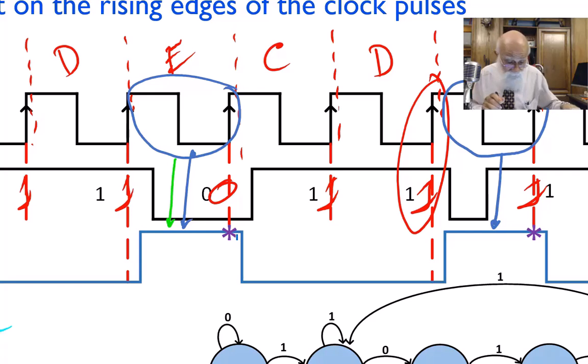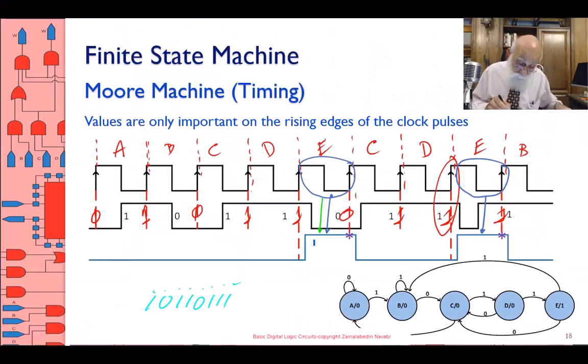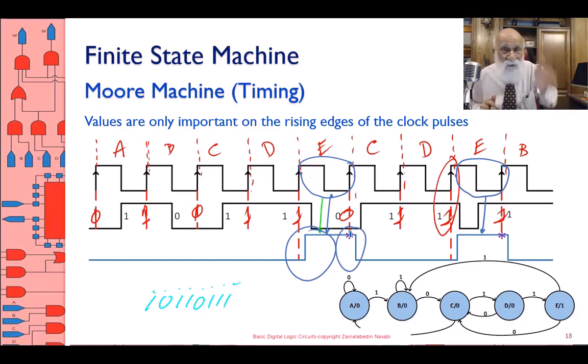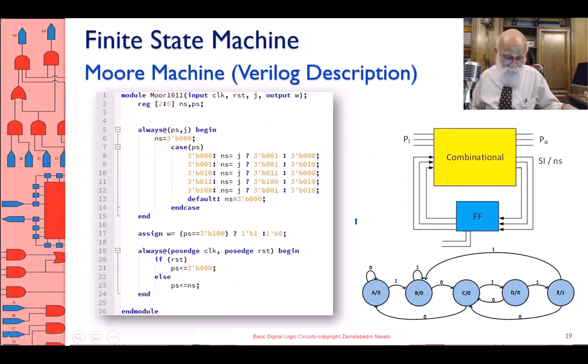Okay? Is my output 1 here? I don't really care because it doesn't coincide with the clock. Only here, on the active edge of the clock, is where my output is important. And this is an important timing that you have to understand. All right, let's continue on.